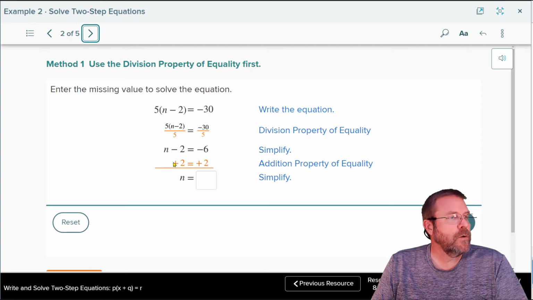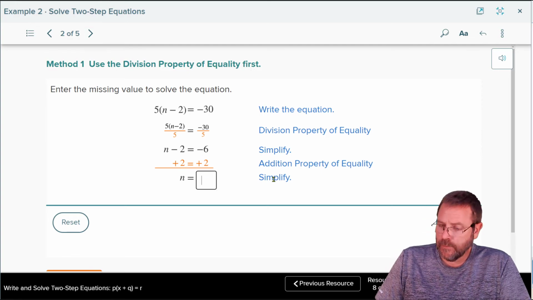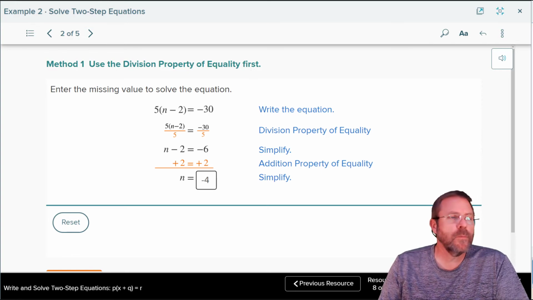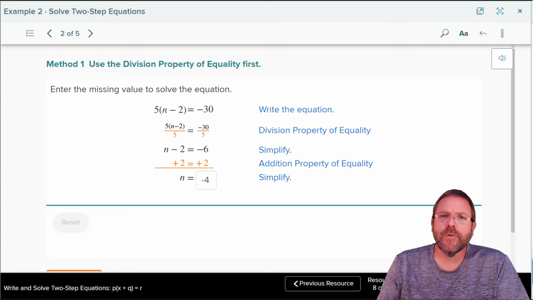From there, they undid addition and subtraction by adding 2 to both sides. The 2's on the left zeroed out, and on the right, signs are different. Find the difference with the sign in front of your larger number going in front of your answer, giving you a negative 4. Easy math.